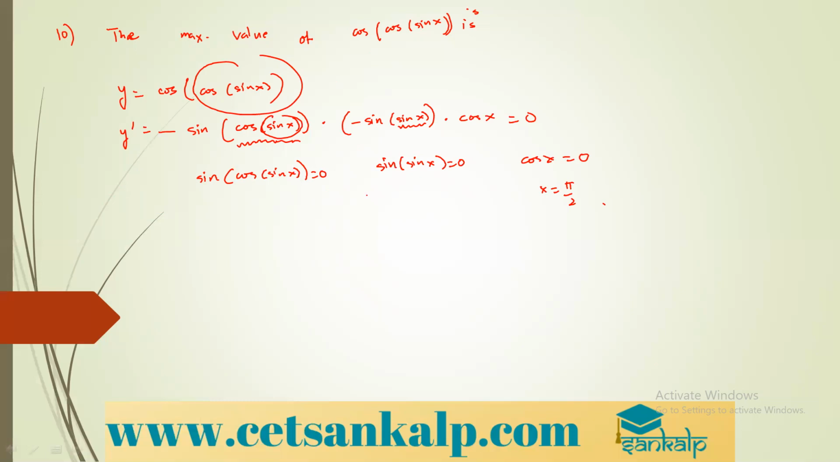For this, sin x has to be 0. That means x has to be 0. For this, cos of sin x has to be 0. That means sin x has to be pi by 2. Isn't it? Or x has to be sine inverse pi by 2. These are the critical numbers we got.